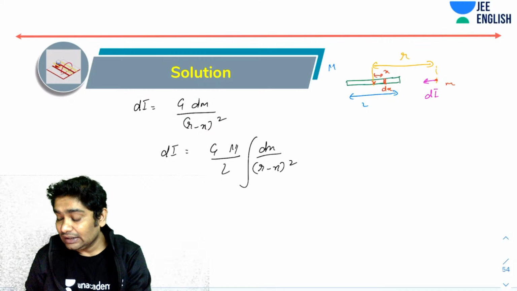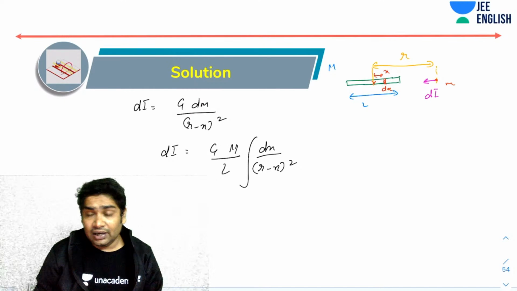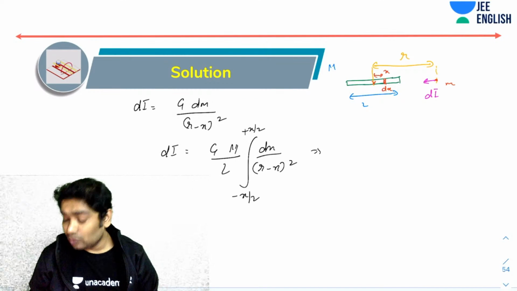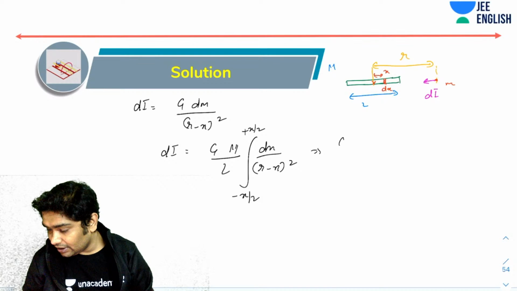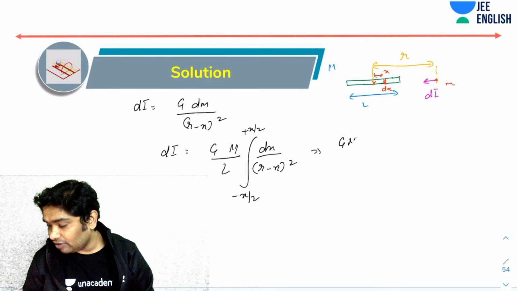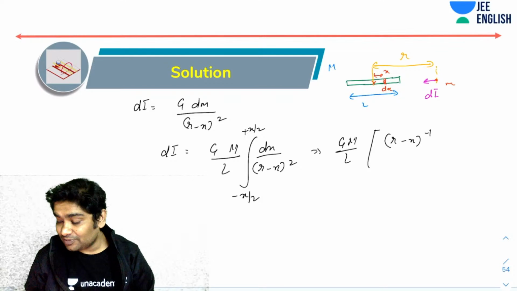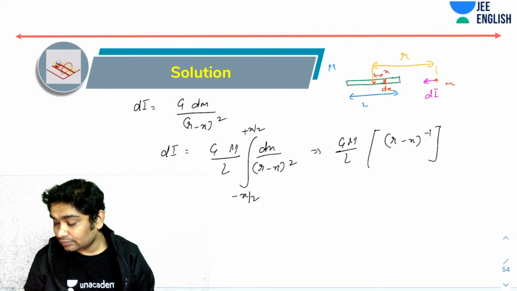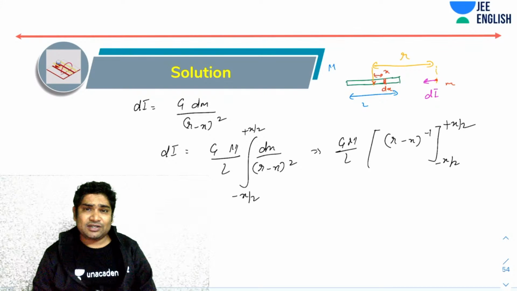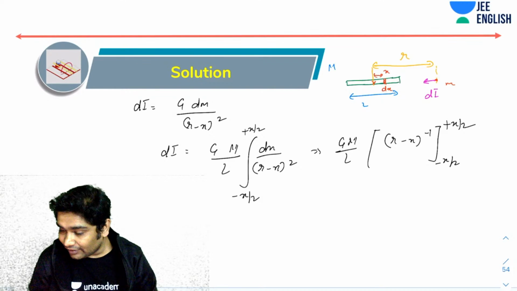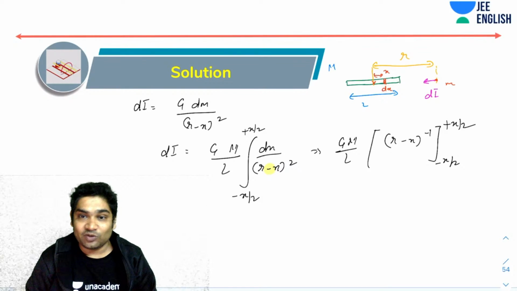So all you need to do is integrate this. And when you integrate this, the limits of x would be from minus L by 2 to plus L by 2, correct? So what is the integration of this? The integration of this would have been GM over L, and r minus x to the power of minus 2, when you integrate that, you would have had (r minus x) to the power of minus 1 over minus 1, and then because there is a negative here, you would have had another negative sign. So those two negatives would have cancelled each other.